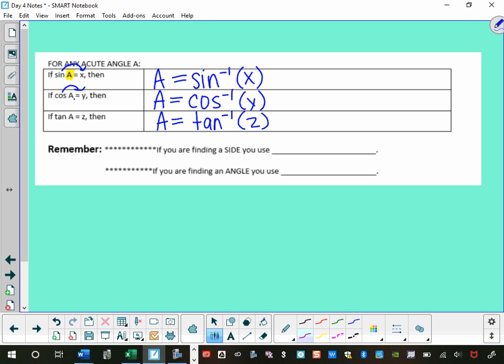So if you were finding a side, you're going to use the trig functions sine, cosine, and tangent. If you're trying to find an angle, you're going to use the inverse of sine, the inverse of cosine, and the inverse of tangent.